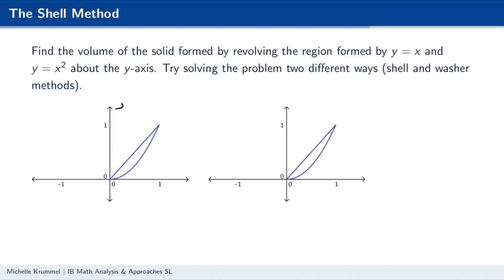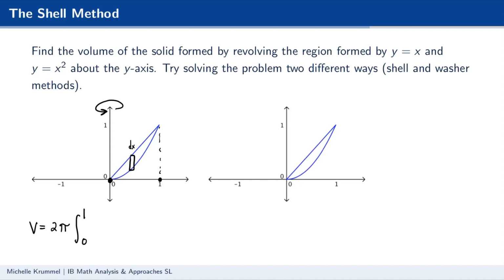So we are rotating around the y-axis, and I like to start by drawing my rectangle. So if I'm doing shell method, I want to be parallel to the y-axis, so my rectangle is going to be vertical. And that means this is a dx problem. I'm going from x equals 0 to x equals 1. So my setup, volume equals 2 times pi integral from 0 to 1.